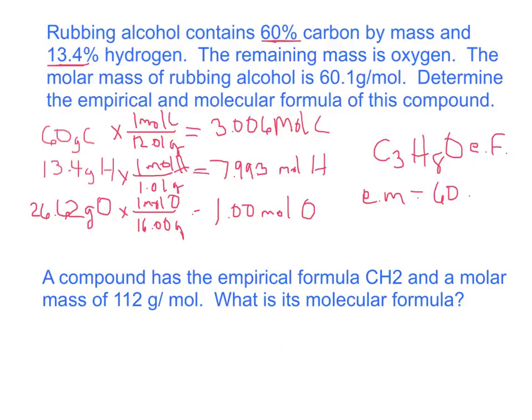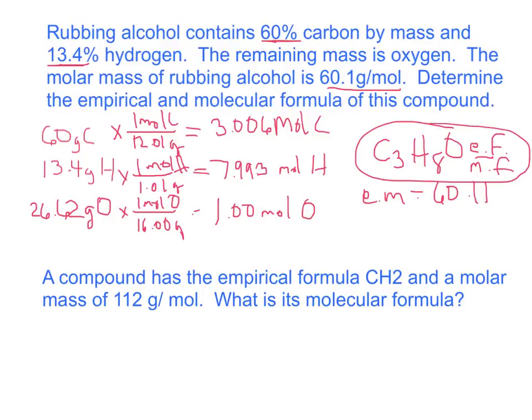And then you look up what it says in the question, which is 60.1, and you say, hey, the empirical formula is the molecular formula. So C3H8O is the answer for this question. So it's the empirical formula and it's the molecular formula. All right. It's one and the same.